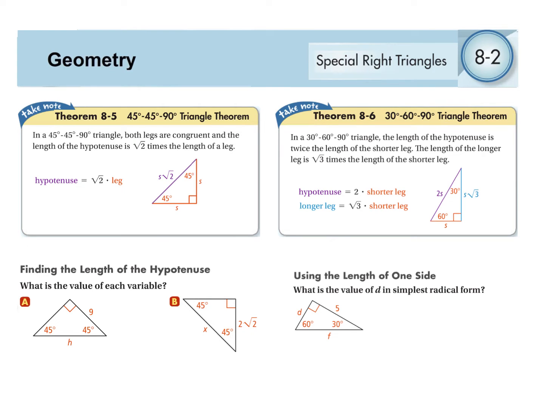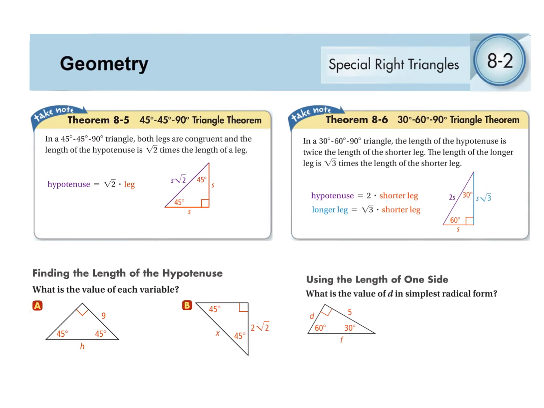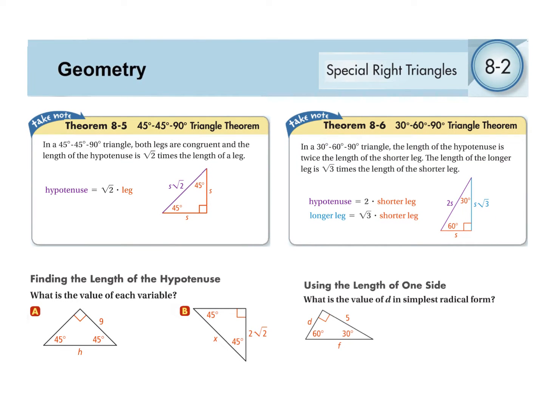Okay, folks, so today we are talking about section 8.2, which is special right triangles. The reason these are called special right triangles is because they have some shortcuts associated with them. It's not just a triangle that we use the Pythagorean theorem on, although the Pythagorean theorem would work. We have some other options for how to solve these triangles because they always fall in a pattern.